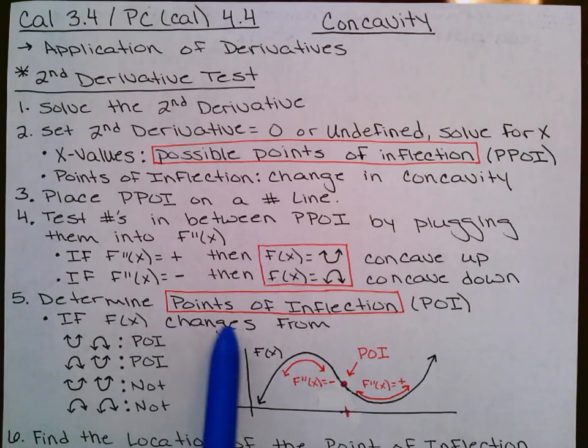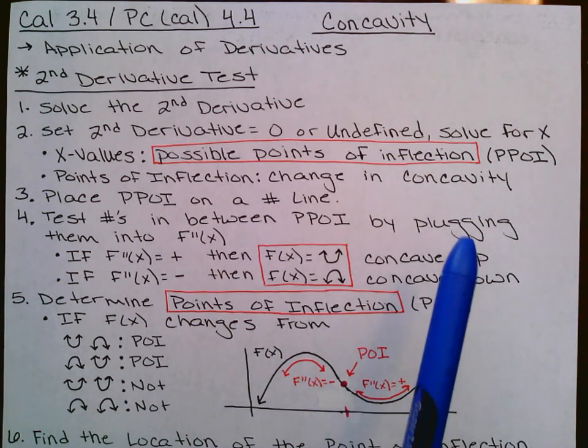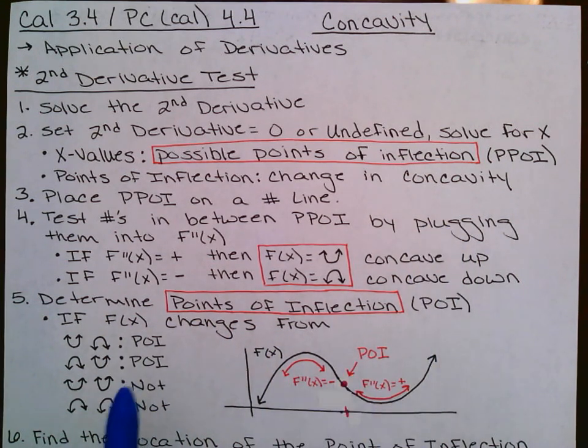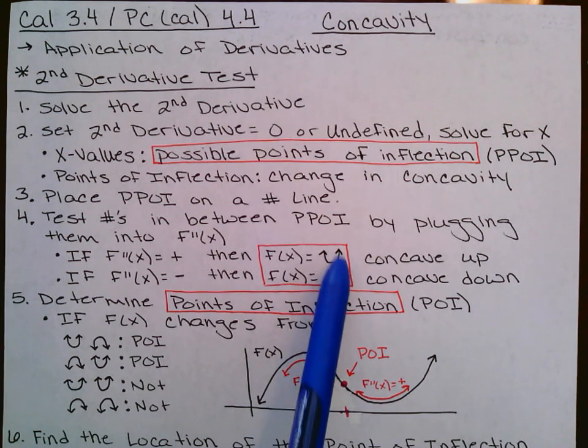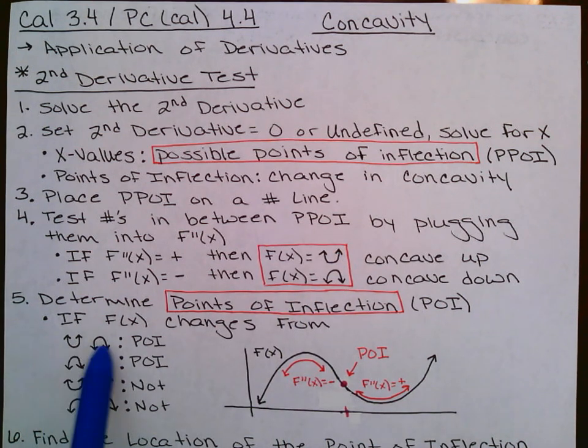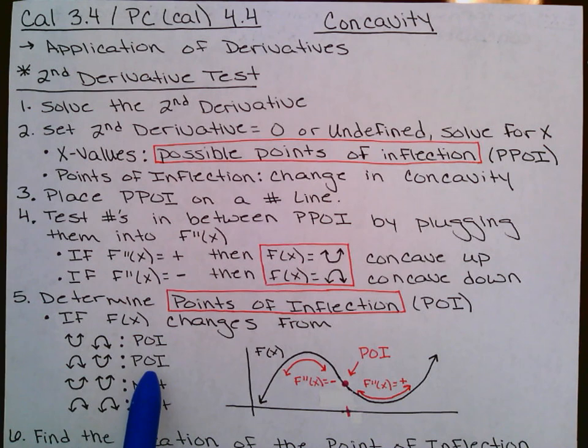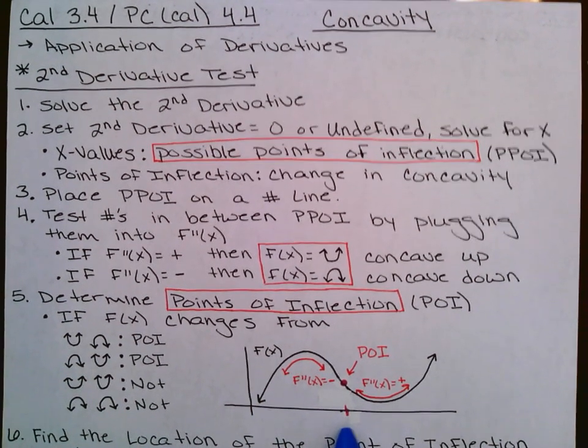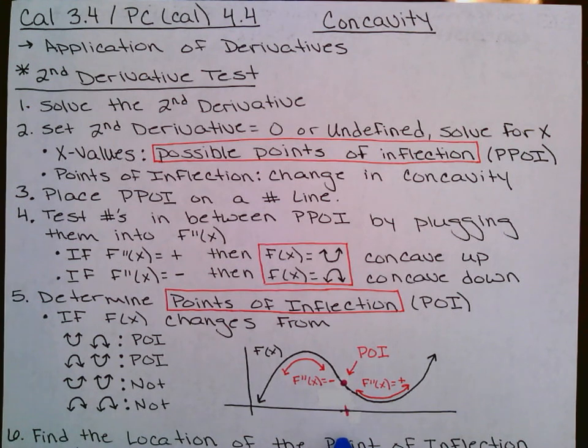So now we're going to determine the actual points of inflection. Remember, we only had the possible ones up there. So if on that number line you find a switch between concave up and concave down, or vice versa, then you indeed have a point of inflection. If you stay from interval to interval concave up or concave down, then you do not have a point of inflection, okay? And again here, let's say you got 2 as your possible point of inflection.